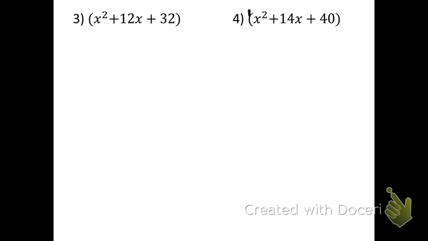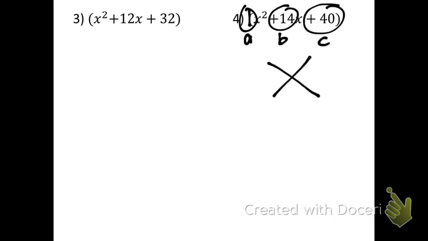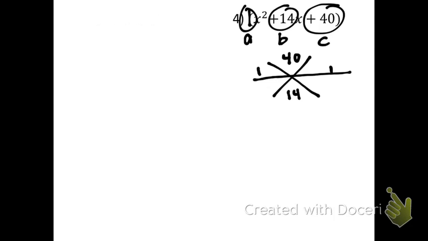Again, find your A. A is 1. There's nothing there. B is 14. C is 40. X box. Okay, so we have our A is 1. A times C is 40. B is 14. We're going to find the factors of 40. I'm going to erase this to get some more space. Factors of 40, so we write a list, 40, put a little line under it.